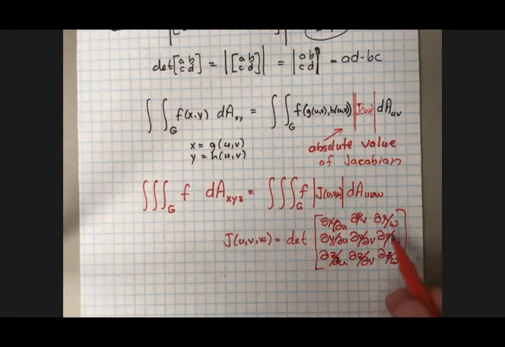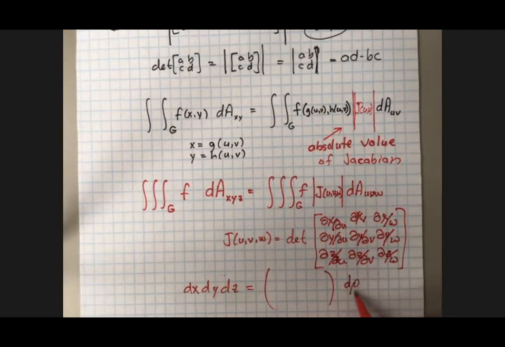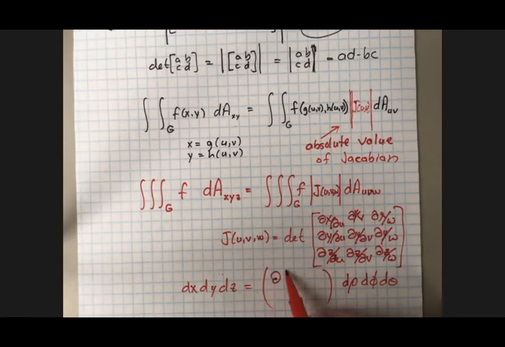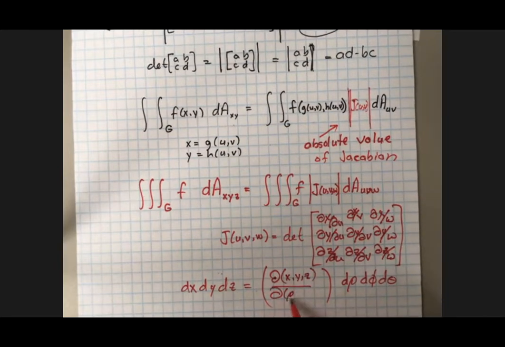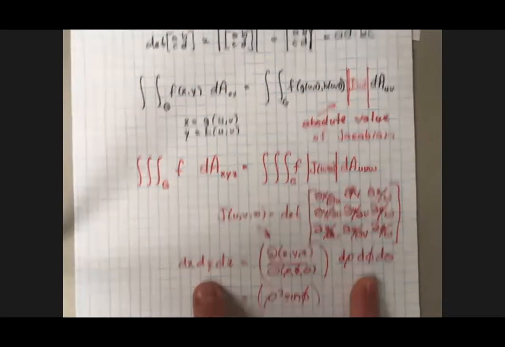And this could be a monster calculation right here. For example, when you move from dx, dy, dz to d rho, d phi, d theta, you should have fun working out these 9 partial derivatives and taking the determinant, the derivative of x, y, and z with respect to rho, phi, and theta. That's what the Jacobian is. Then you'd find the rho squared sine phi that we insisted you use when you change to spherical coordinates.